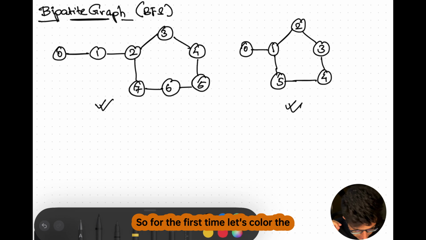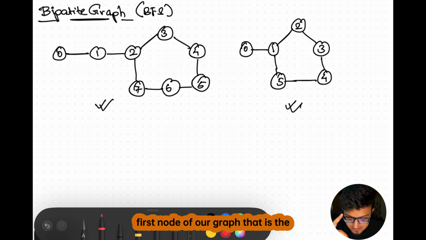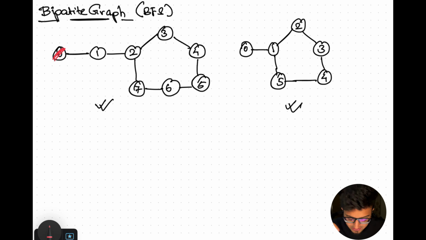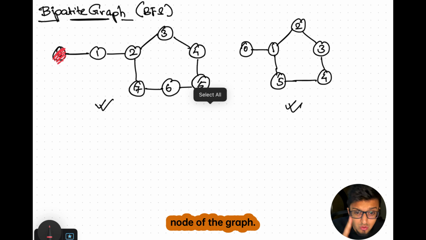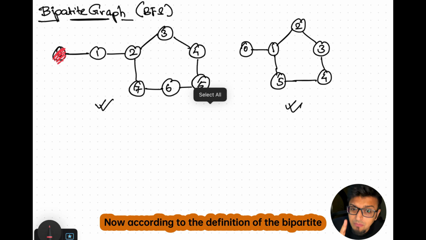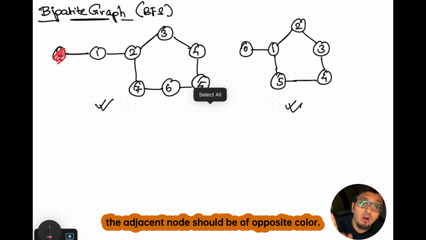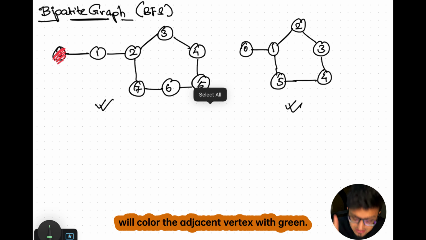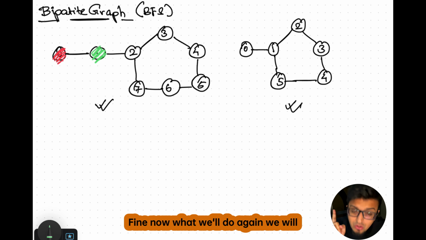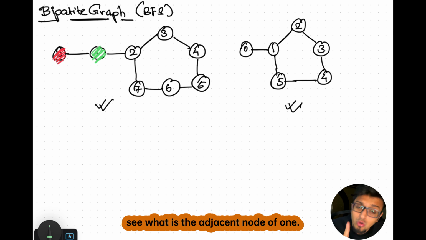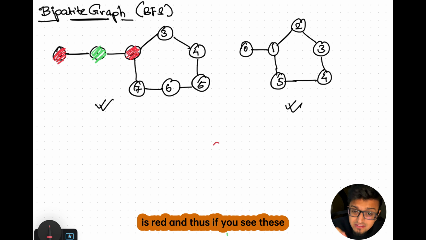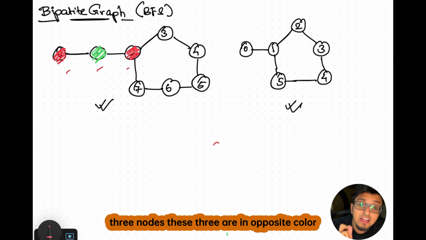For the first step, let's color the first node of our graph, node 0, red. So here, if you see, I'm coloring this red. We are done with coloring the first node. Now, according to the definition of bipartite, the adjacent node should be of the opposite color, so we will color the adjacent vertex green. Again, we see the adjacent node of 1 is 2, and we can color this node with the same color, red. And thus, if you see, these three nodes are in alternating colors.